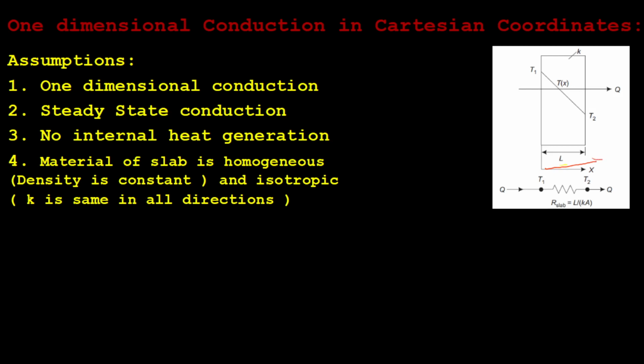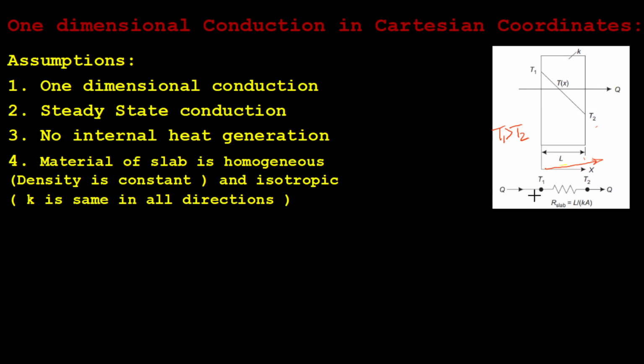And this is our positive x direction. So here the value of x will be 0 and here the value of x will be L. The left surface is maintained at temperature T1. It's a prescribed temperature boundary condition, or boundary condition of first kind. And on the right side, the temperature is maintained at T2. We can see that T1 is greater than T2. Since T1 is greater than T2, the heat transfer takes place in the positive x direction.